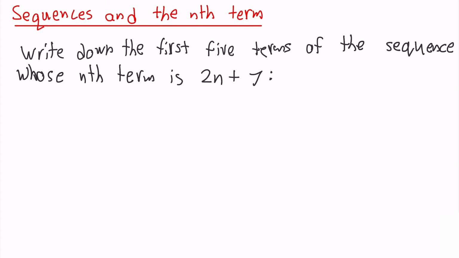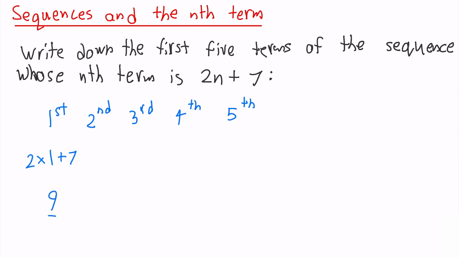Okay, write down the first 5 terms of the sequence whose nth term is 2n plus 7. Okay, first we want to find the first term, the second term, the third term, the fourth term, the fifth term. Okay, so here for the first one we are going to do 2 multiply 1 plus 7. 2 multiply 1 equal 2, 2 plus 7 equal 9. So the first term is 9.